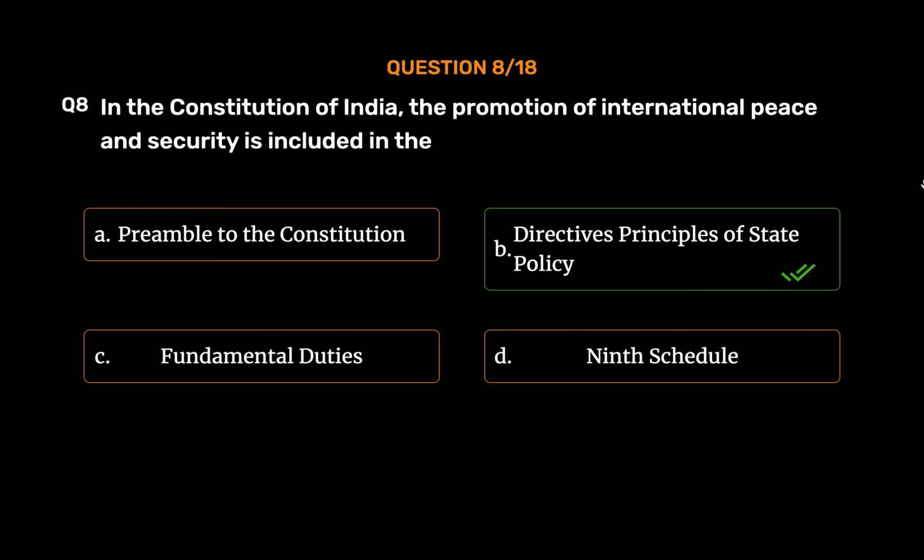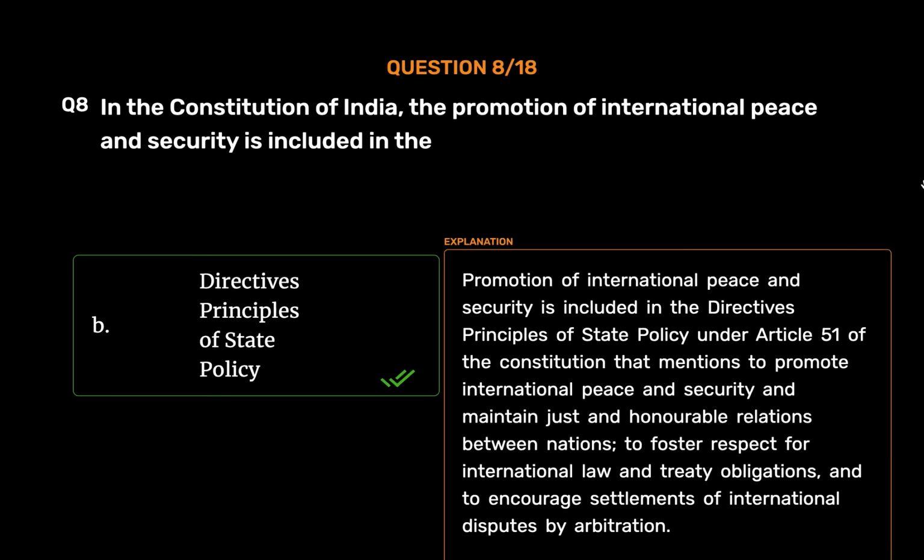Directive Principles of State Policy. Promotion of international peace and security is included in the Directive Principles of State Policy under Article 51 of the Constitution that mentions to promote international peace and security and maintain just and honorable relations between nations, to foster respect for international law and treaty obligations, and to encourage settlements of international disputes by arbitration.